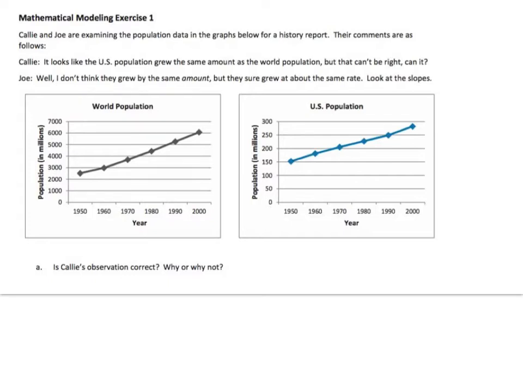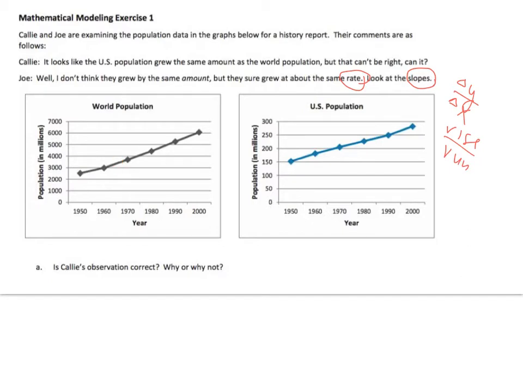So Callie and Joe are examining the population data in the graphs below for a history report. Their comments are as follows. Callie: it looks like the U.S. population grew at the same amount as the world population, but that can't be right, can it? Joe: I don't think they grew by the same amount, but they sure grew at about the same rate. Look at the slopes. Remember, rate is our slope. So rate is the same as slope, which is change in y over change in x, which is rise over run. But let's talk about this.